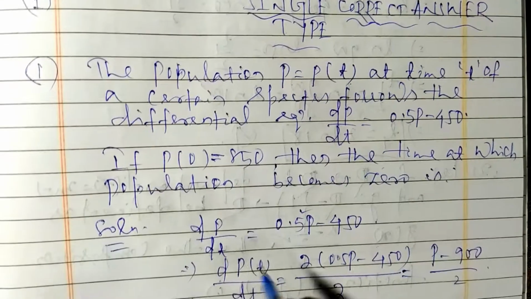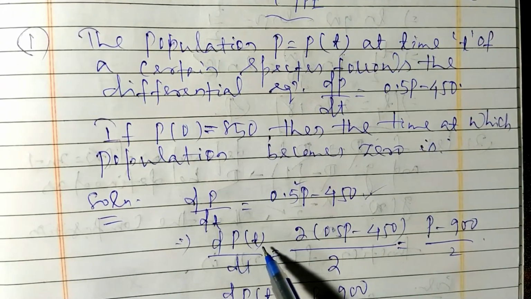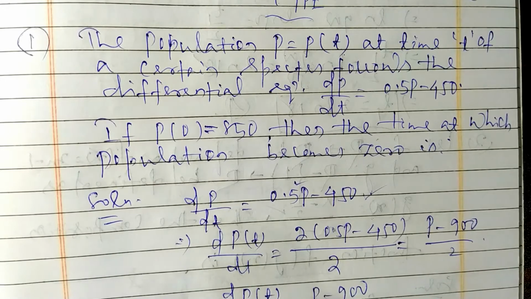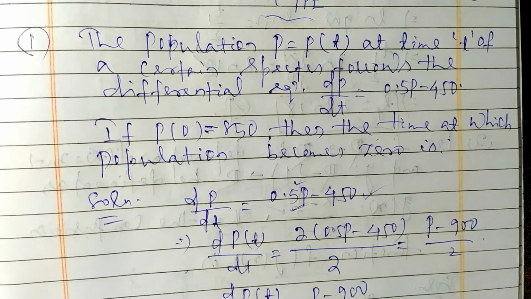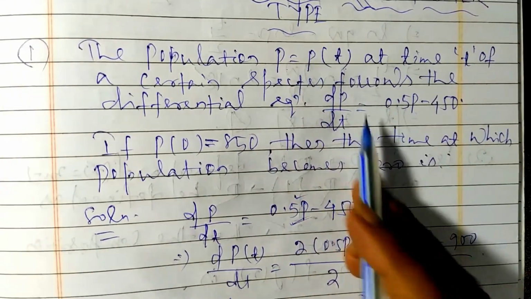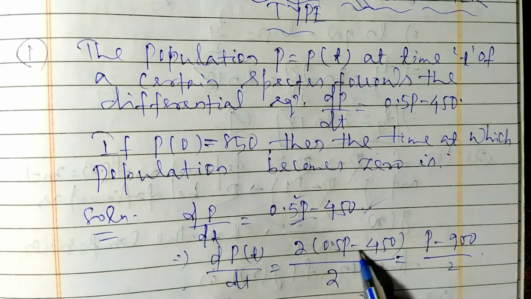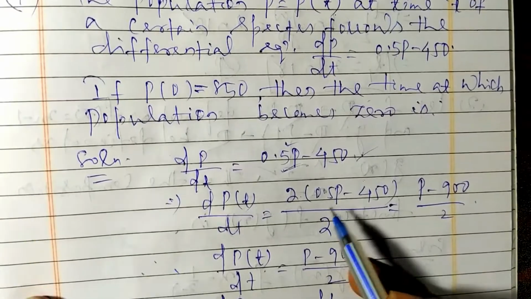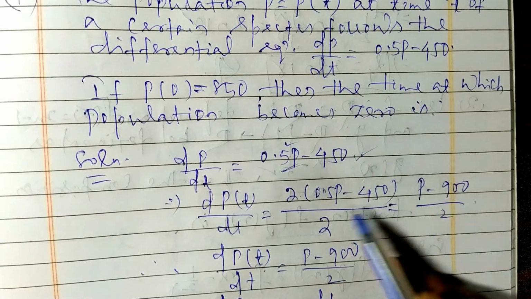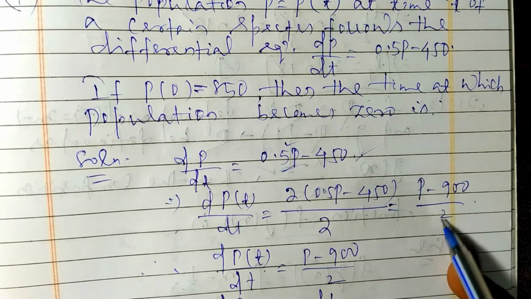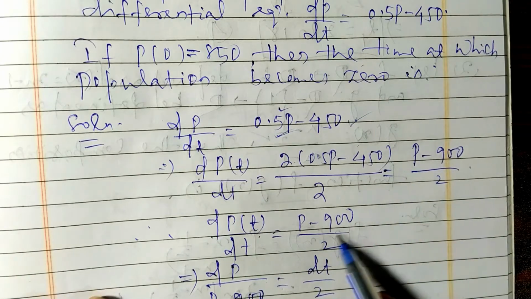That means dP/dt = 0.5P - 450. First we will convert this 0.5P to P, because the function is P of t. So we will multiply by 2 in both numerator and denominator: 2 into 0.5P becomes P, minus 2 into 450 is 900, divided by 2. That means dP(t)/dt = (P - 900)/2.